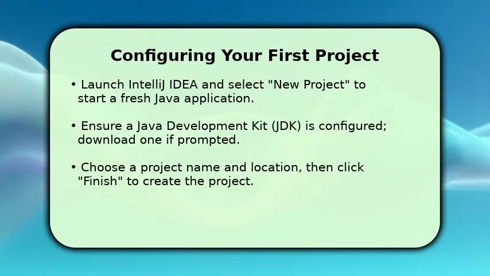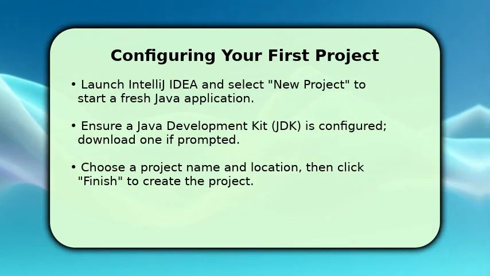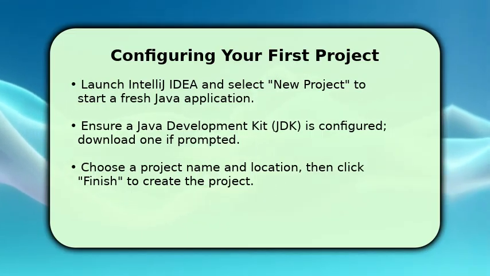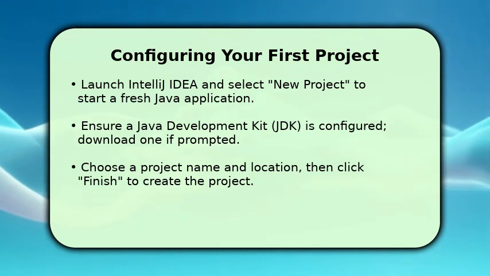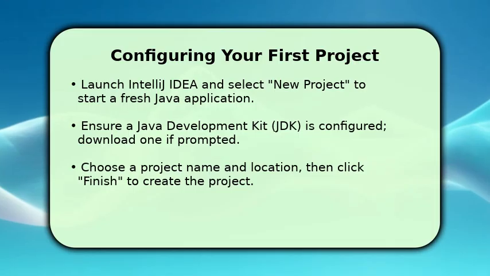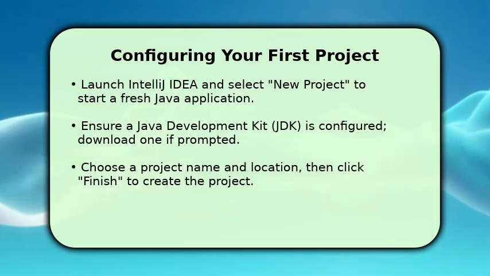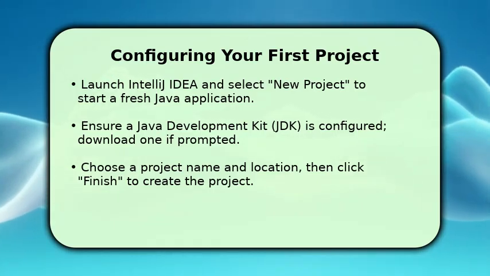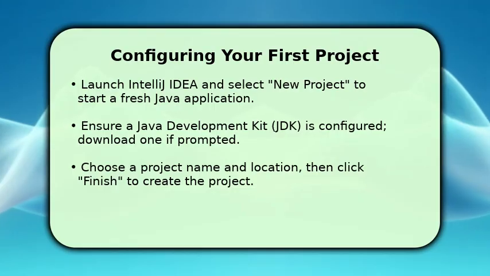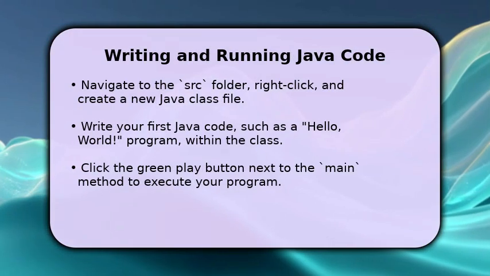After installation, open IntelliJ IDEA. You'll likely see a welcome screen. Select New Project to begin. It's vital to have a Java Development Kit, or JDK, installed and configured. IntelliJ will often prompt you to download one if it's missing. Give your project a meaningful name and choose a suitable location on your computer, then click Finish. Now you're ready to write code.